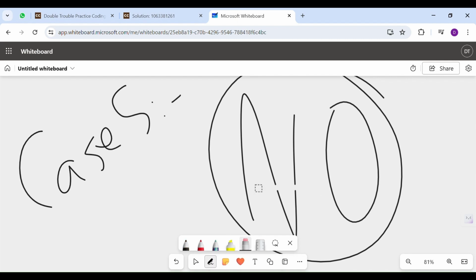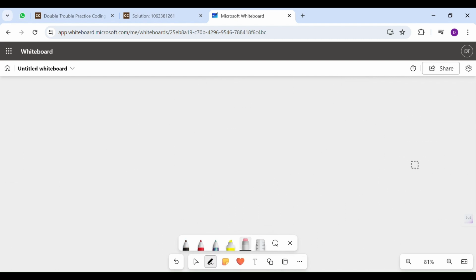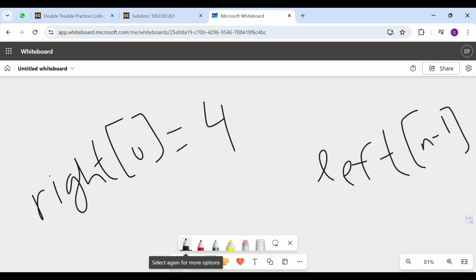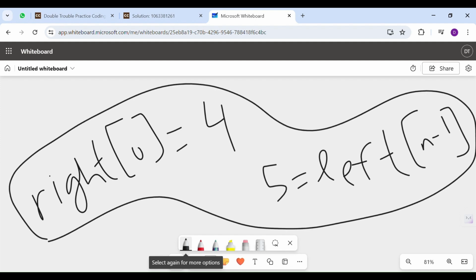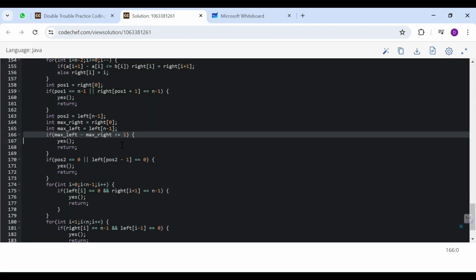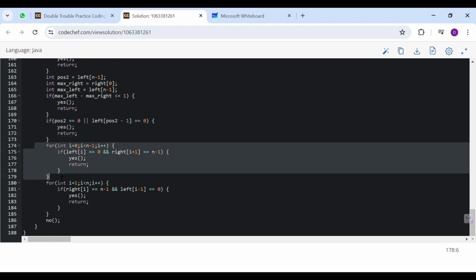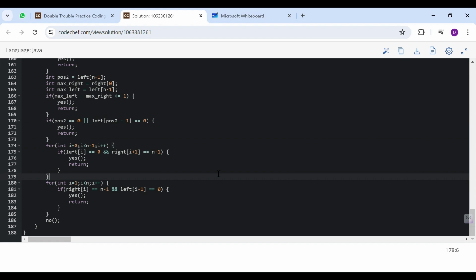Which means if my right of 0 is 4 and left of n minus 1 is 5, all the balls still get activated. So both differences should be less than or equal to 1. That is the case. Then this is for the complete left case, and this is for one left and one right for each I.